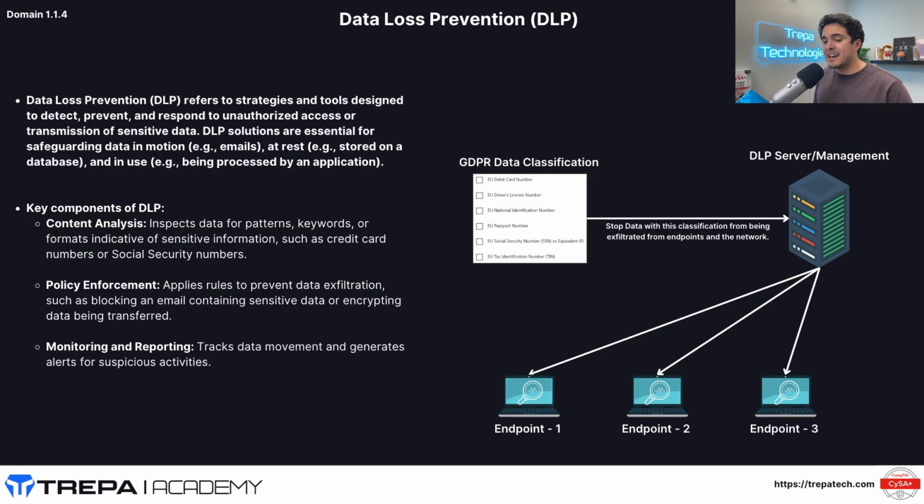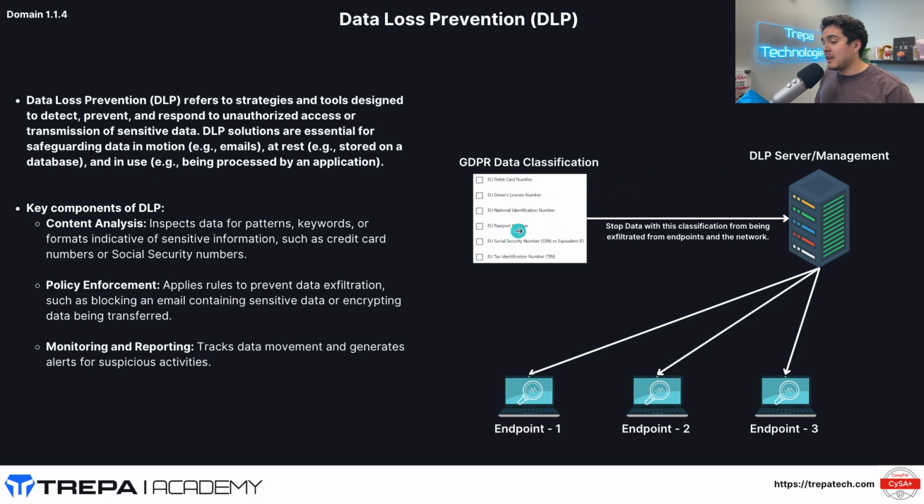But really, this refers to strategies and tools designed to detect, prevent, and respond to unauthorized access or transmission of sensitive data. Key components of DLP: content analysis inspects data for patterns, keywords, or formats indicative of sensitive information. Before we use DLP effectively, we have to tell whatever DLP system we're using, whether it's in line on the network, on an endpoint, whatever the case may be, we have to put in data classification saying, look out for this. Look out for what may look like social security numbers. Look out for what may look like primary account numbers, a credit card number. Because if you don't tell it what to look out for, it's useless. So you have to classify that data.